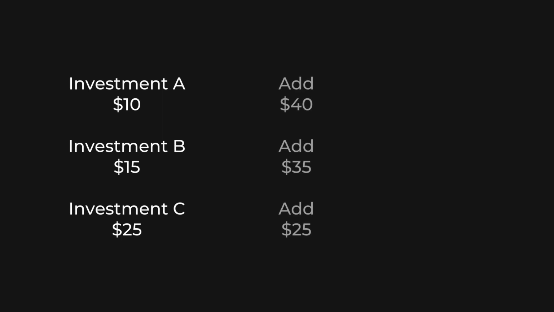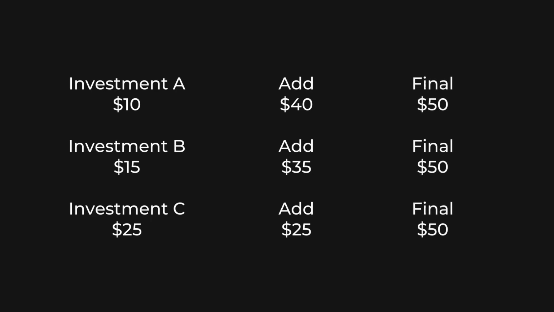For example, say investment A grows to $10, investment B grows to $15, and investment C grows to $25, and I have $100 to put in. Well, I would put $15 into the first one to make it $25. I would put $10 into the second one in order to make it $25. So now all 3 have the same amount of money in it. And now I can split my money equally. So I have $75 remaining, which means I would put $25 into each ETF.